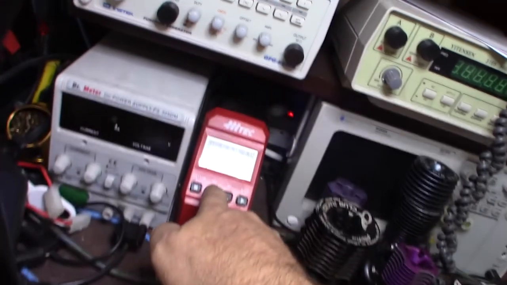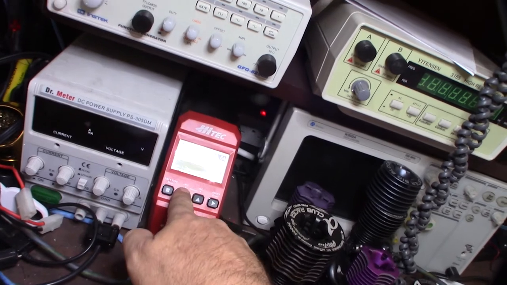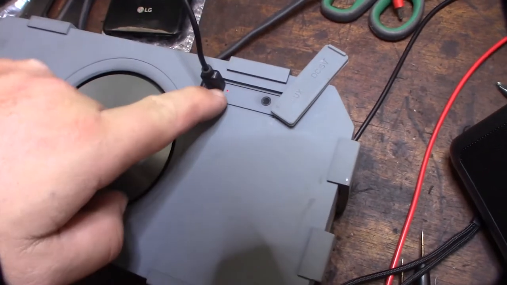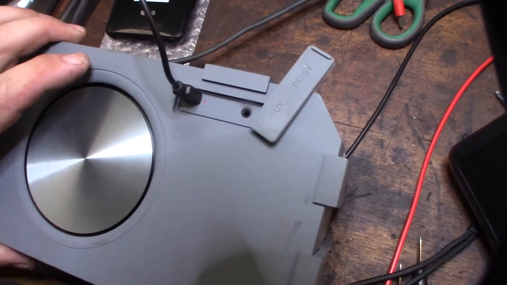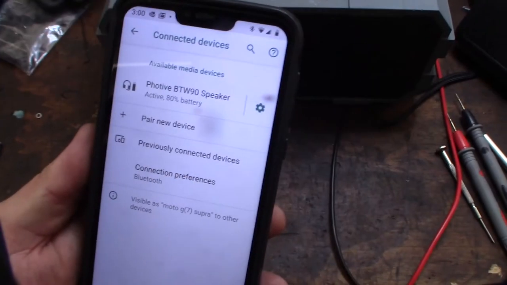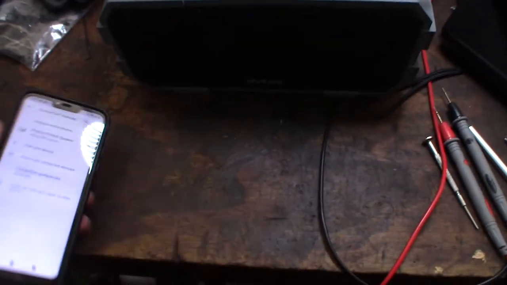Battery's uncharging, and it pulled 2,597 milliamp hours. Yep. LED's back on. Right, we're back in business. 80% charging.